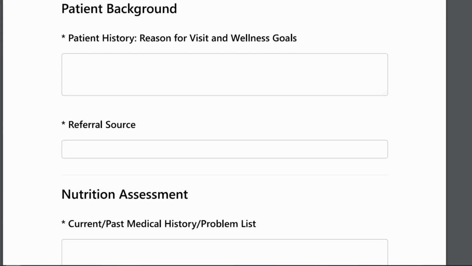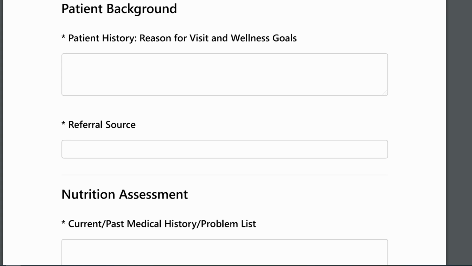This is my charting template for my initial sessions. Over the years, I have adapted this based on what my intake note looks like and how my sessions usually go. The first section is the patient history, so the reason for the visit and wellness goals. In my intake form, I have a question related to this. I typically copy that into the patient chart.